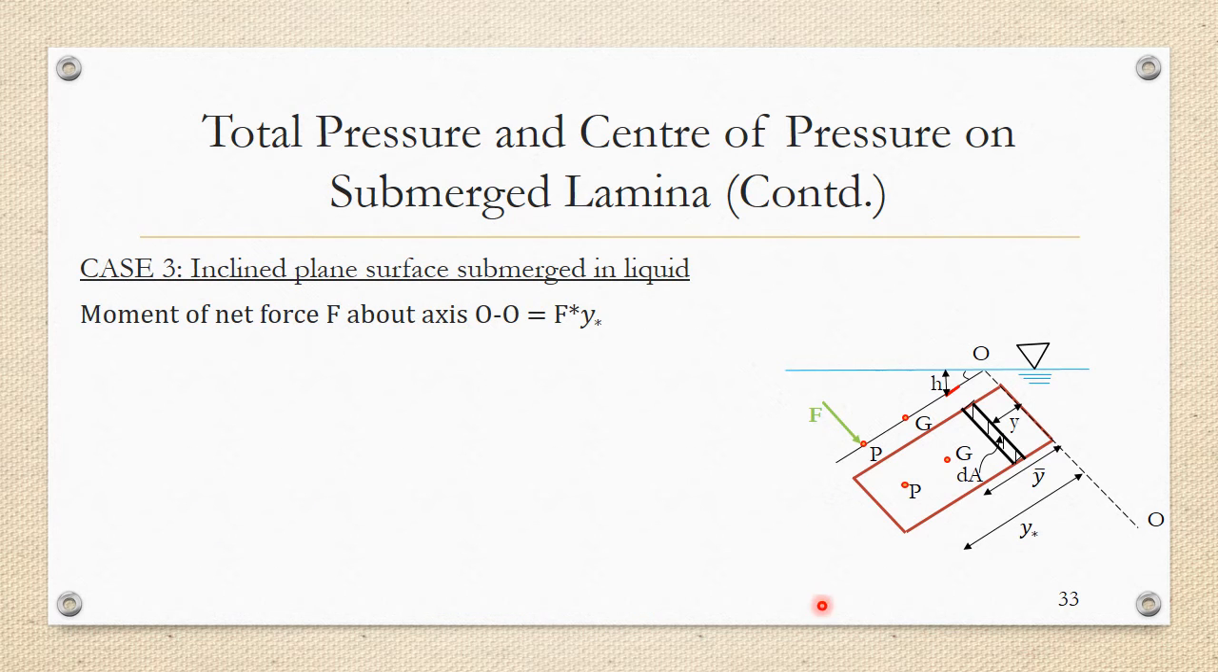So the moment of the net force F about the OO axis is given by F into y star. Now F, we have already found to be rho g h bar into A. So the moment of net force F about the OO axis is rho g h bar into A into y star. Now I am replacing h bar with y bar sine theta. So rho g y bar sine theta into A into y star. This is equation 2. According to Varignon's theorem, this is equal to equation 1, because equation 2 is the moment of the net force F about the OO axis, whereas equation 1 was the sum of the moments of all the small forces dF about the OO axis.